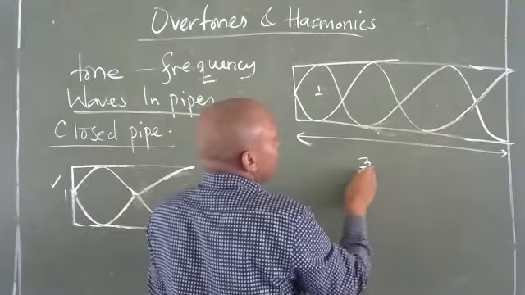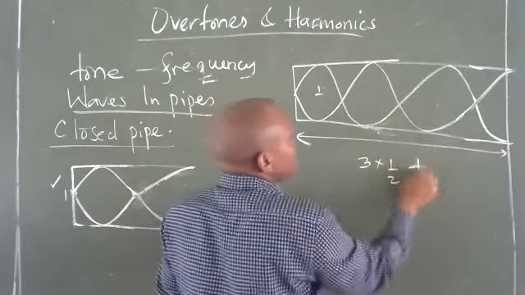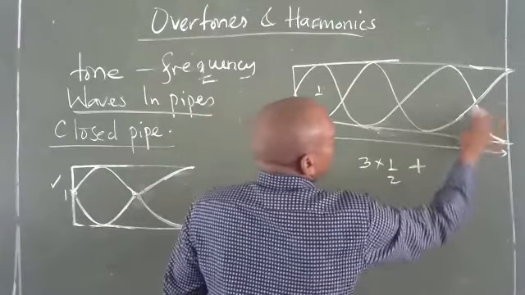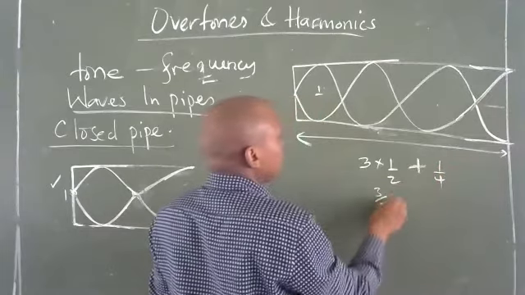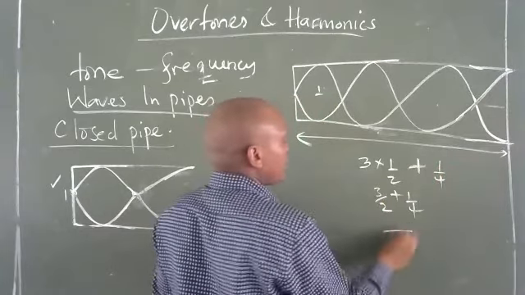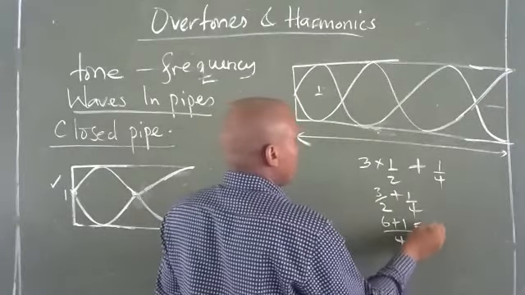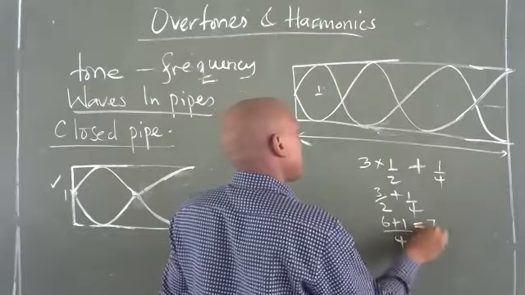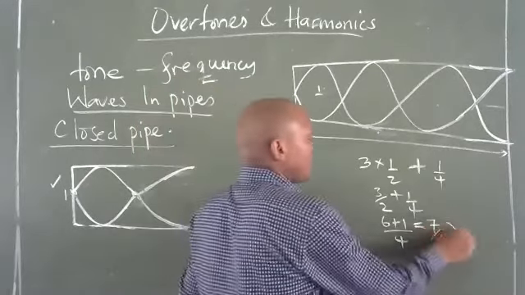3 halves plus this one. This is a quarter. This portion is a quarter. So this is 3 halves plus a quarter. That is 6 quarters plus 1. So this is 7 quarters. So it is 7 out of 4.